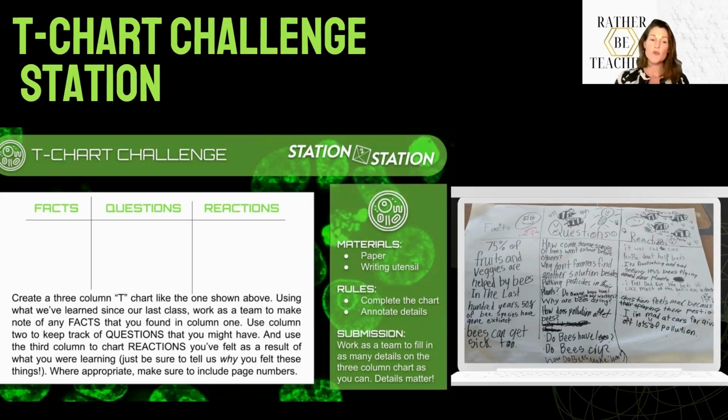And they're going to use what they've learned since our last class from that reading from yesterday. And then they're going to put in their facts. As you can see, I had students say 75% of fruits and veggies are helped by bees. And then they have their questions that they want to ask. I had a student say, do bees cry? And then they're putting in the reactions, how they felt as a result of what they read the day before.